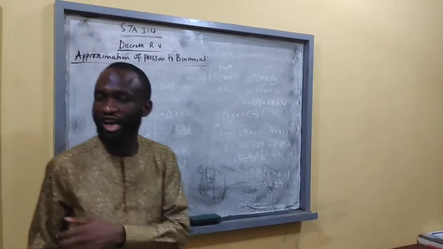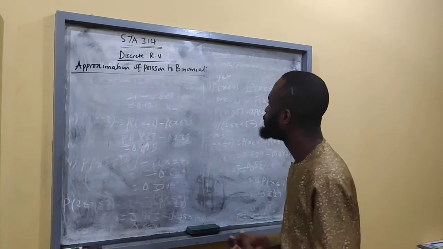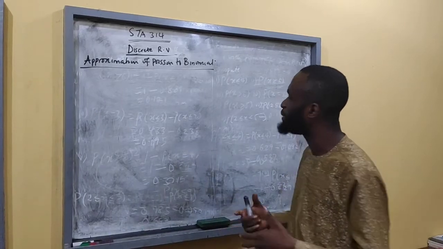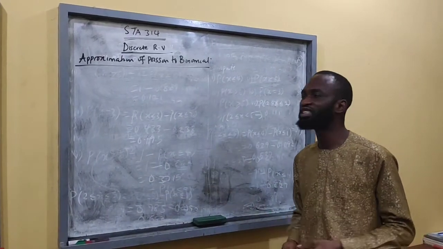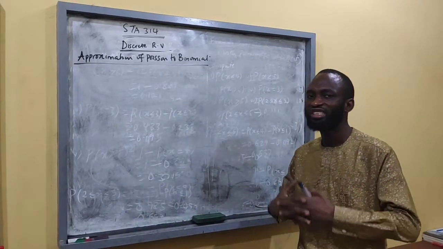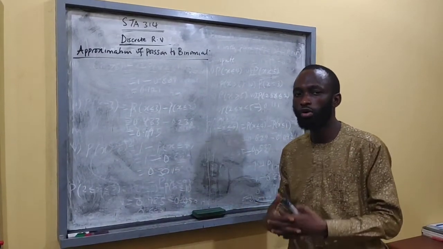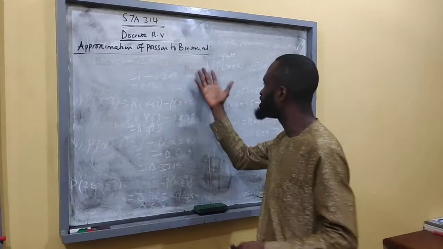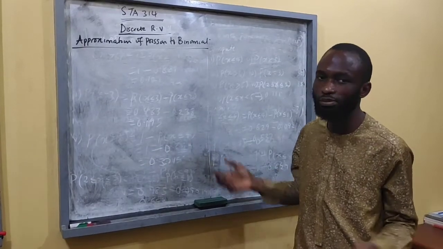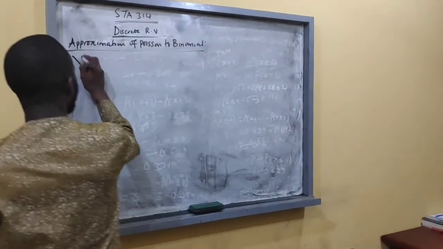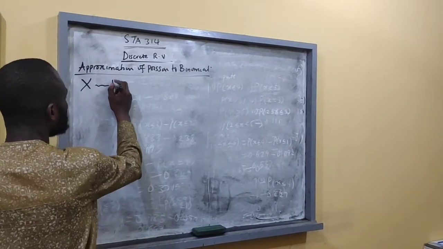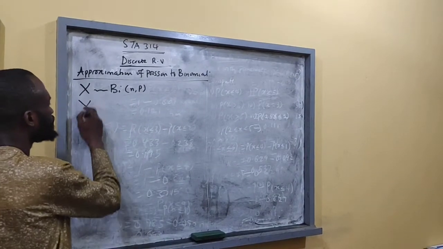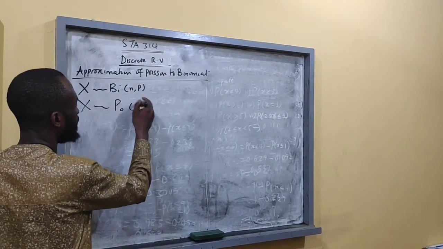The next thing we want to look at now is how to approximate Poisson distribution to binomial distribution. Poisson distribution and binomial look alike, but the difference is Poisson takes time of occurrence into cognizance. Now, how do we approximate? It's very simple. If you recall, for binomial we have X approximately (n, p), then for Poisson you have something like this, lambda.